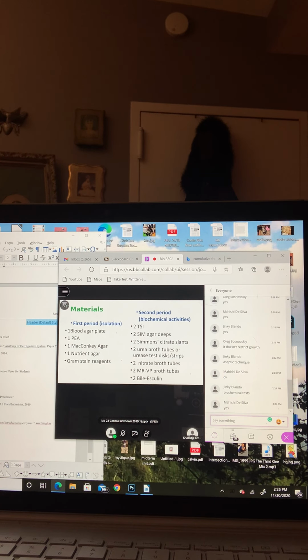The second part is the biochemical activities, these tests. What are the different tests that you have to do? That's why I said you need two sets. You need two tubes of the TSI, two agar deeps, the semi-solid slant, the urea broth, the nitrate broth, the MRVP broth tube, and the bile esculin. This is the different biochemical tests that you have to do.